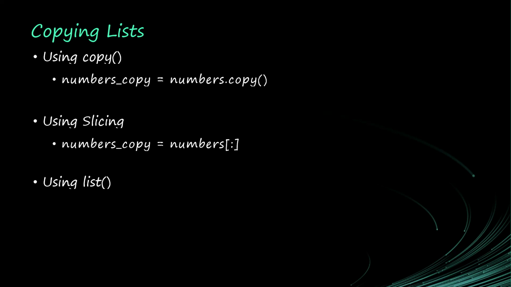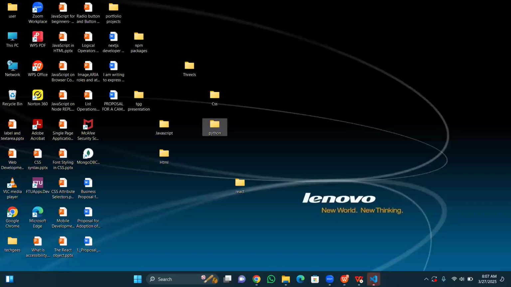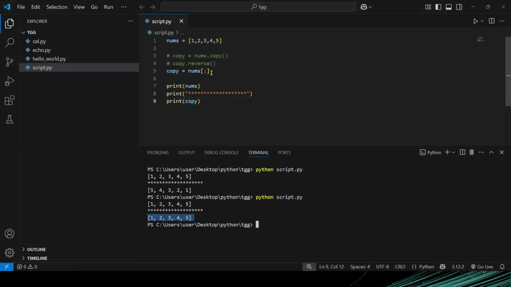If you call the list function on anything at all, it will convert it to a list. So whether it's a list, tuple, or dictionary, you can call the list method on it and it will return a copy of it. So the next method, now we are not going to use the copy method again. Okay, so let's try the list method.